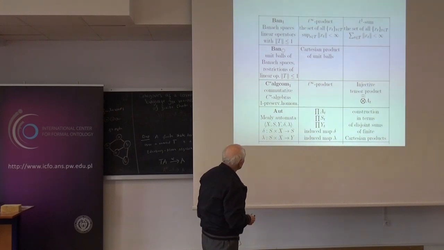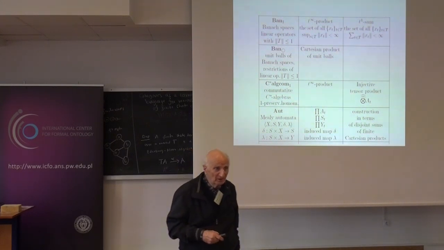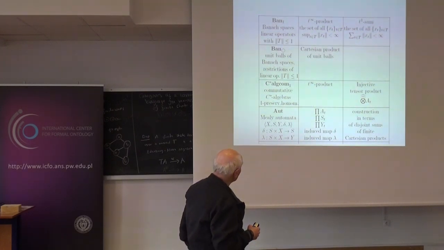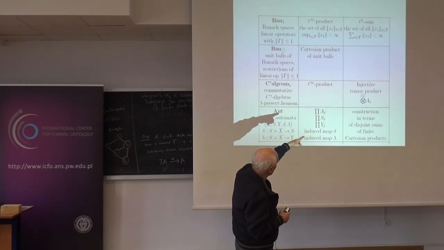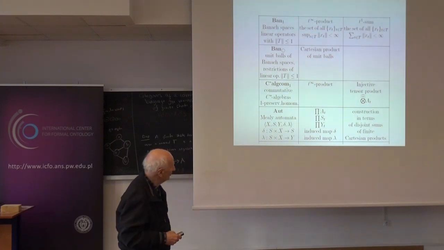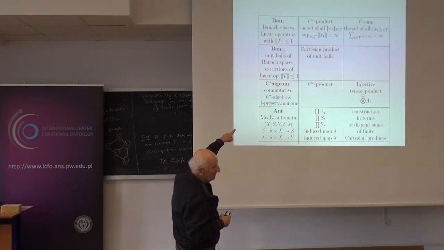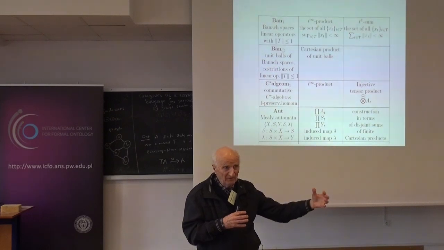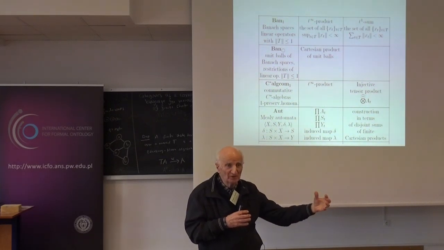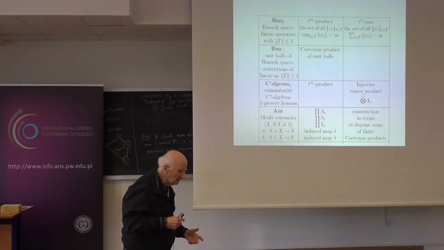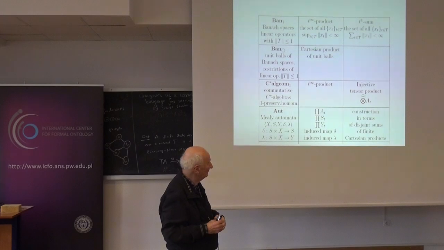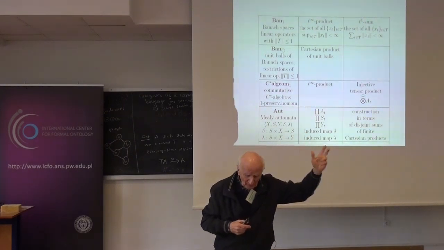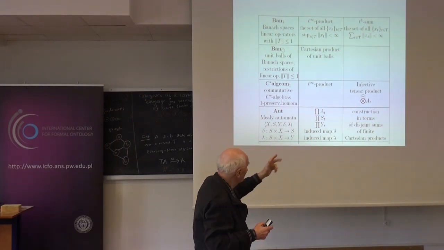Take commutative C star algebras with units and unit preserving homomorphisms. This is again L infinity product and the so-called injective tensor product. This is dual to compact spaces, like Gelfand duality. To each compact space you have the algebra of continuous functions, and to each commutative C star algebra you get back compact spaces. And again we have the same feature as with groups, abelian groups, compact and discrete.